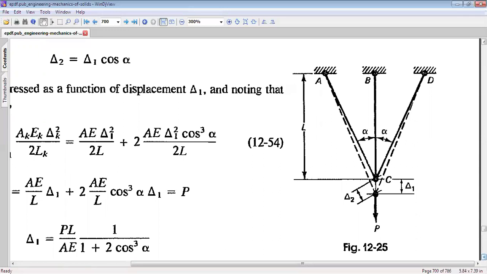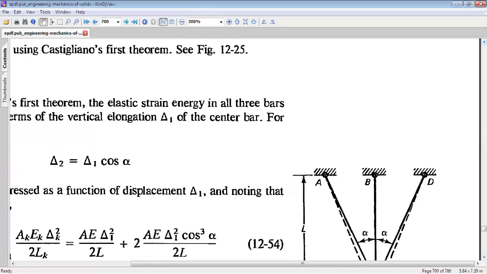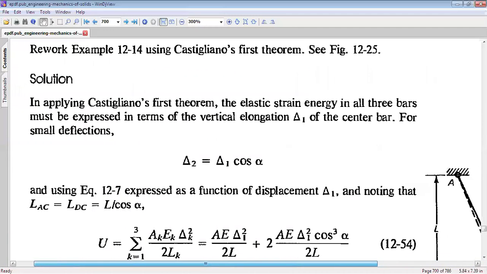And this system is experiencing a vertical force of capital P at point C, at joint C. Now, what we will do is, we will subject point C to a deflection of triangle 1. This deflection of triangle 1 would manifest itself as triangle 2 in link AC, and also as triangle 2 in link DC. Now, from this figure, we can see that triangle 2 can be written as equal to triangle 1 cos alpha.